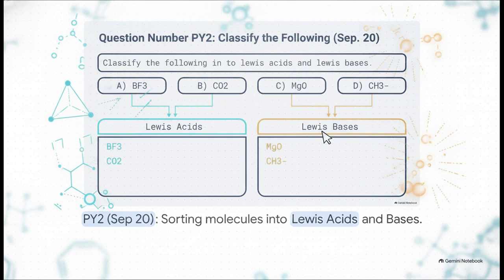But why? Well, we just learned this. BF3 is famously electron deficient. It desperately needs electrons. CO2 has polar double bonds, making it eager to accept electrons too. So both act as acids. On the other hand, MgO is a metal oxide, which naturally makes it electron rich, and CH3- is a carbanion carrying a negative charge, meaning it can easily give away extra electrons. That makes them bases. Make sense?